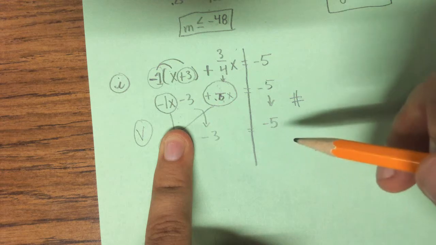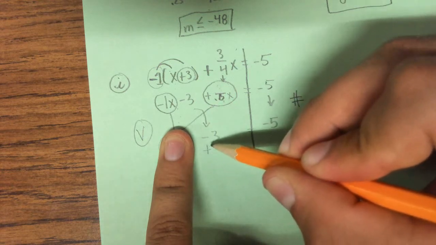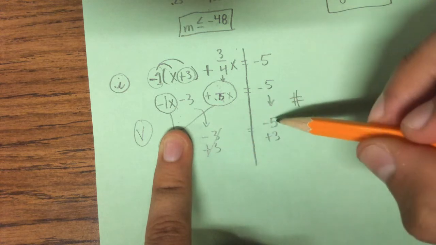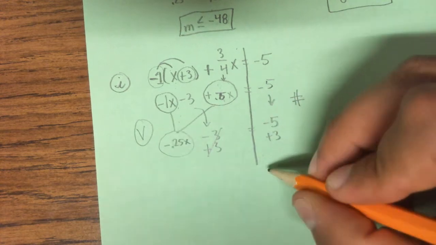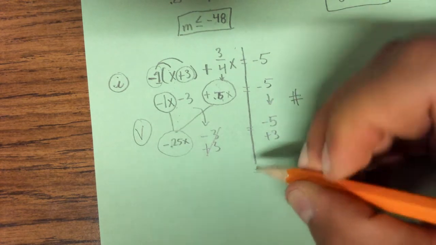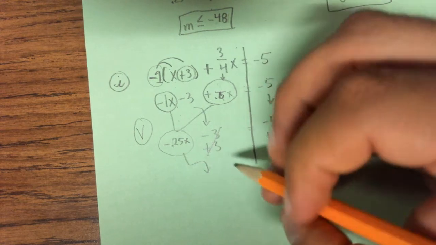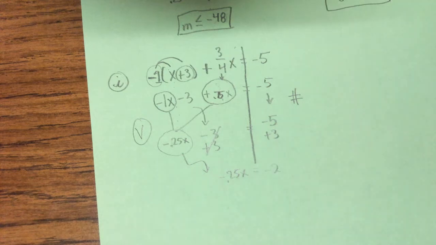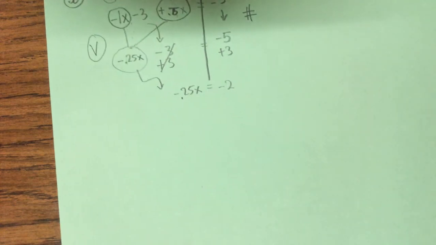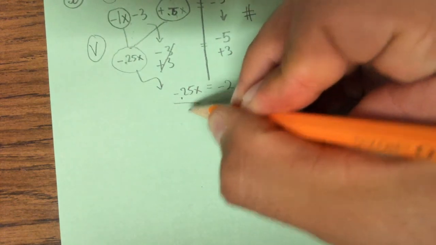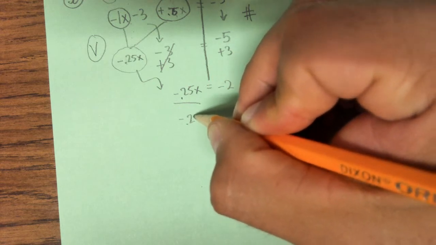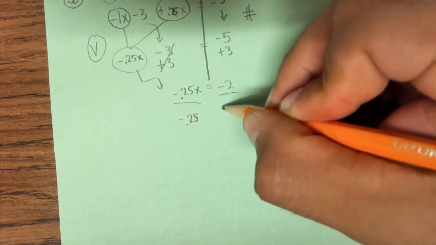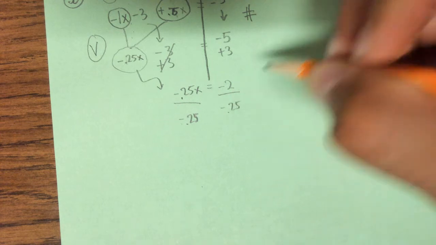I need to get rid of this minus 3, so I'm going to say plus 3 plus 3. The 3's are going to cancel. Negative 5 plus 3 is going to give me negative 2. And then this is going to come down, negative 0.25x coming down. From here we can divide by negative 0.25. Divide this side by negative 0.25.